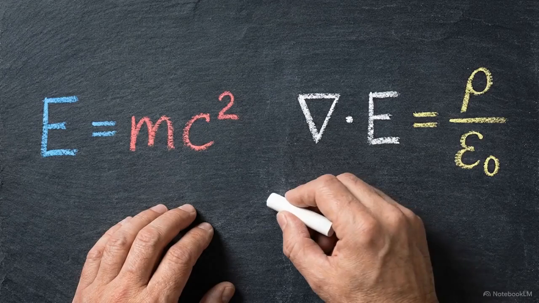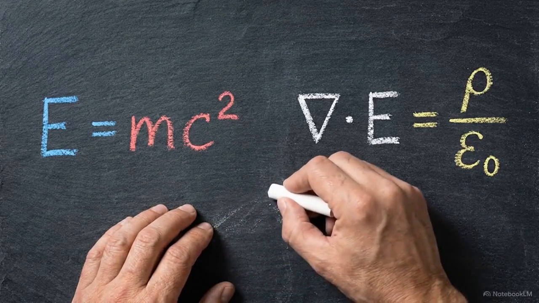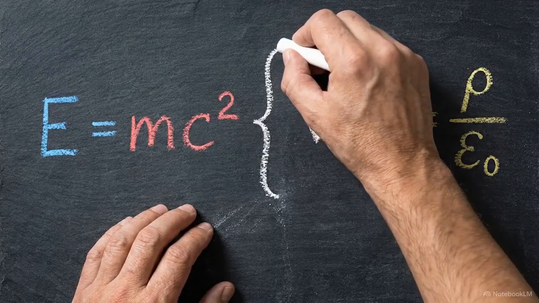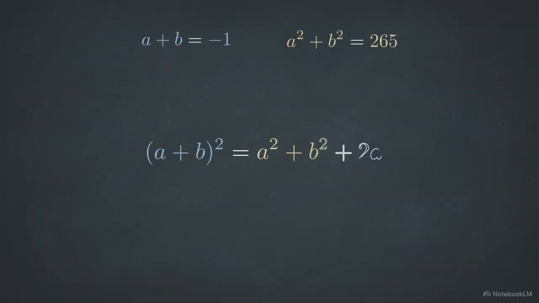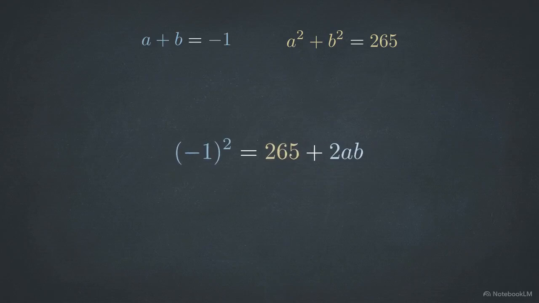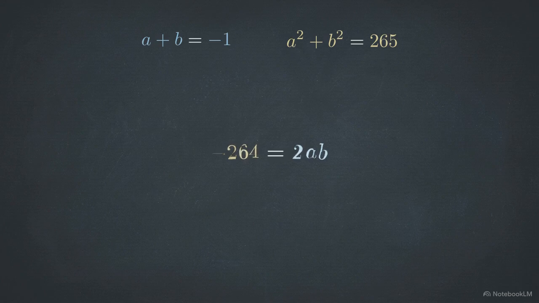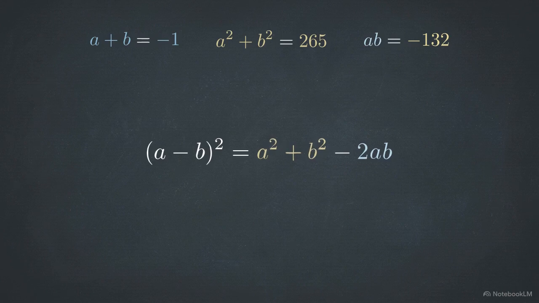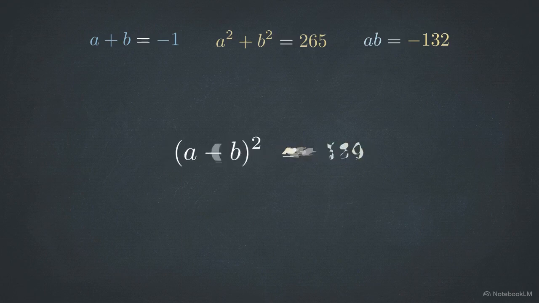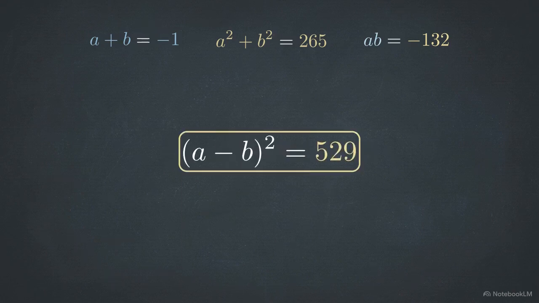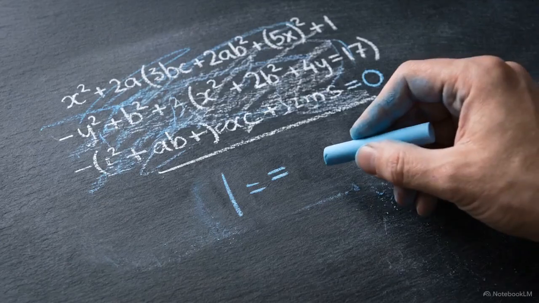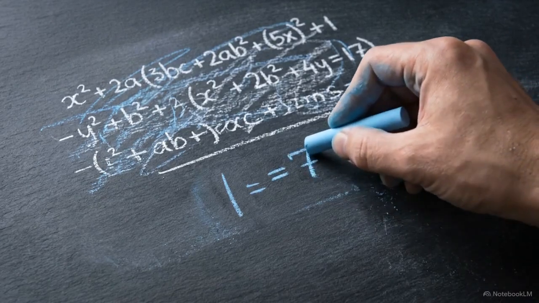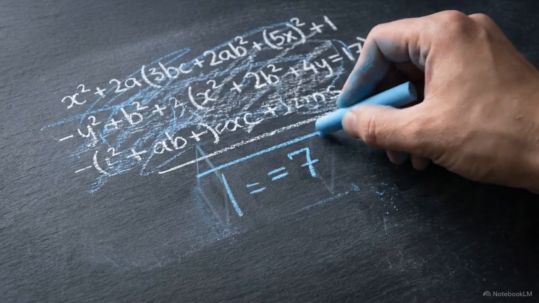To find the individual values for a and b, we need to connect the sum of the variables to the sum of their squares. Using the standard formula for a plus b squared, we plug in our values, -1 and 265, to isolate the product ab, finding it equals 132. Next, we use the subtraction version, a minus b squared. Dropping in 265 and subtracting 2 times 132 leaves us with the final calculation, 529. Creative use of these basic identities allows us to step right over that degree 4 polynomial that stalls most students.